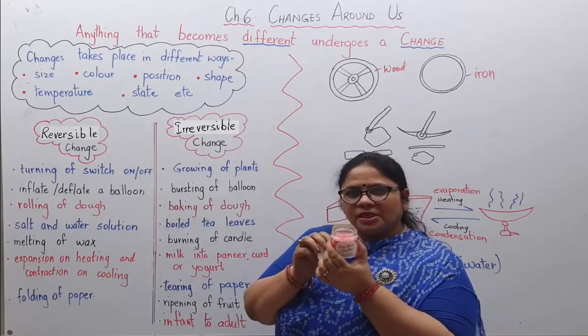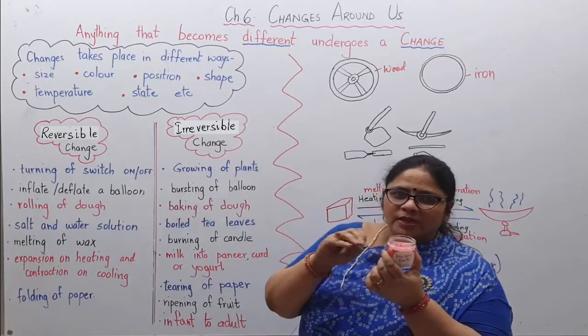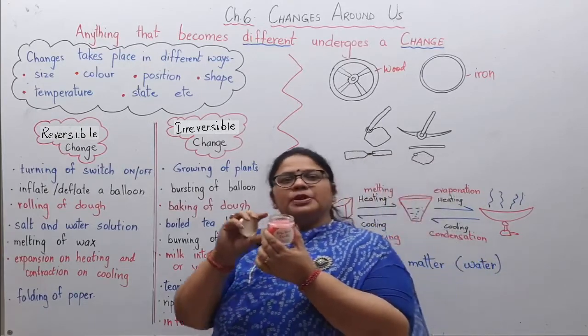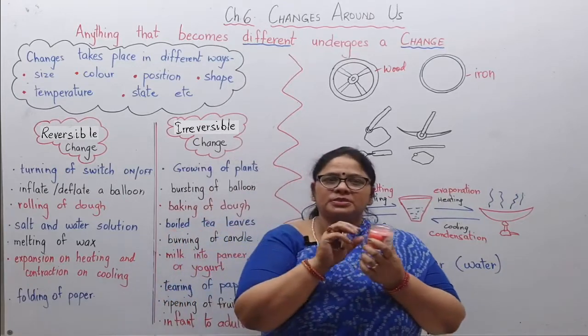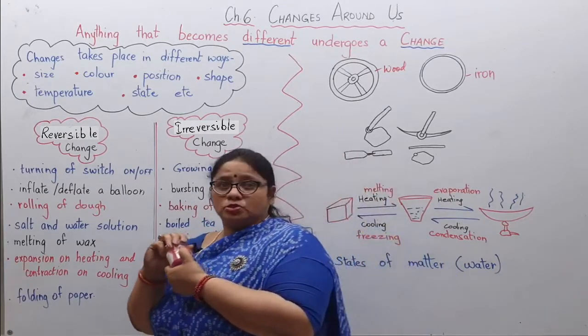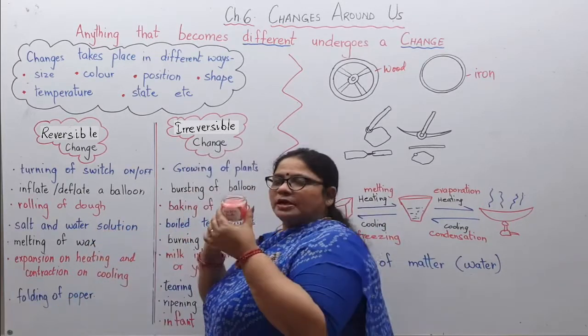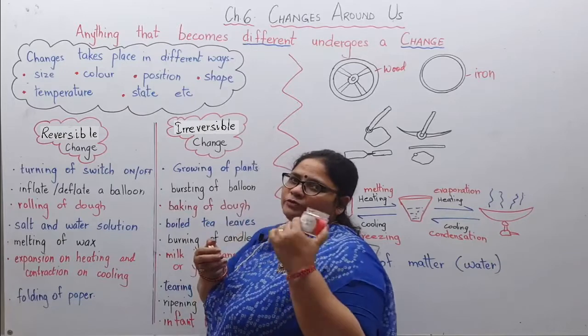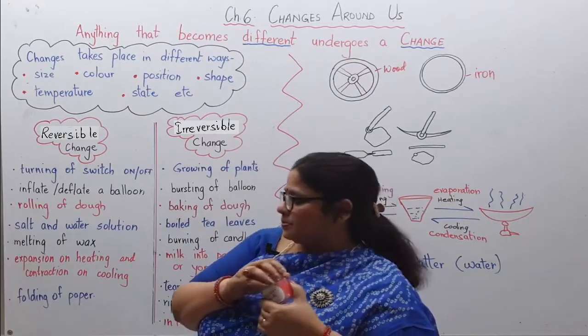So after melting, if you let it be still, what will happen? It will again be in the same position, isn't it? It will freeze and it will be in the same position. So it will become a solid state. So this is a reversible change. Again, if you heat it, it will become liquid, and if you leave it, it will again become wax. So this is a reversible change.